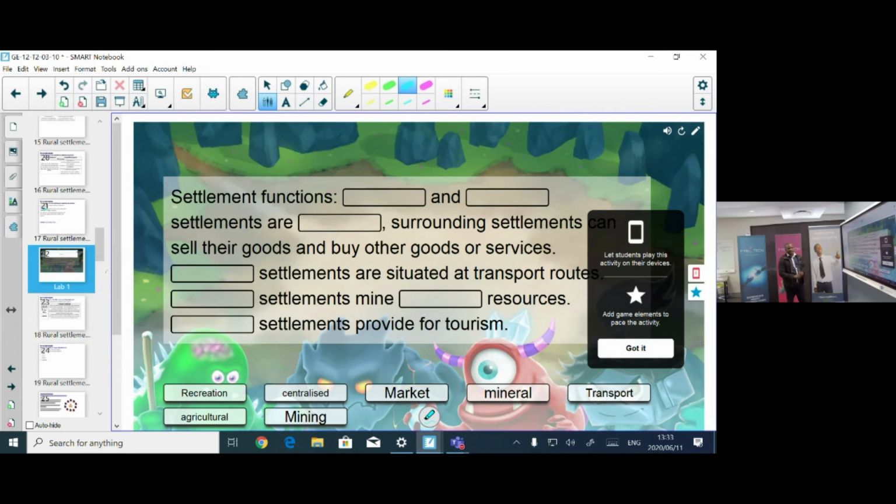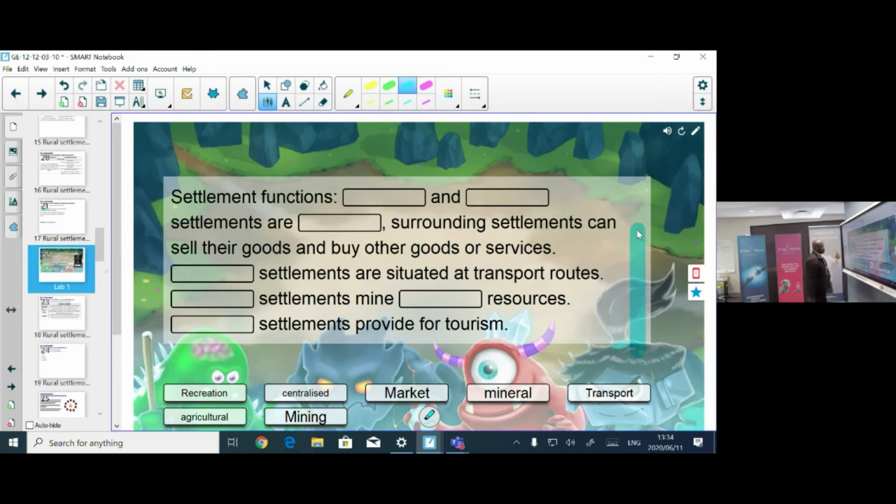This is a fill-in. So you can play this game on your gadgets there. Here you need to fill in and drag and drop the words where they are supposed to be. Like for instance, it says settlement functions and settlements are. What are settlement functions?